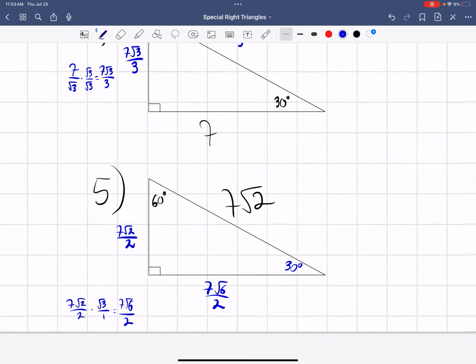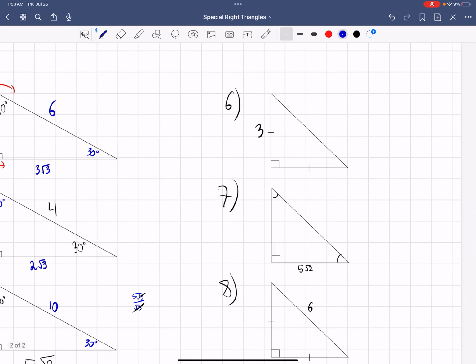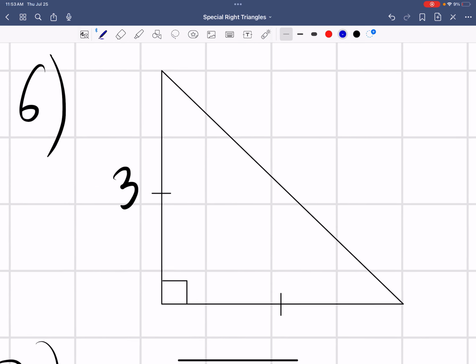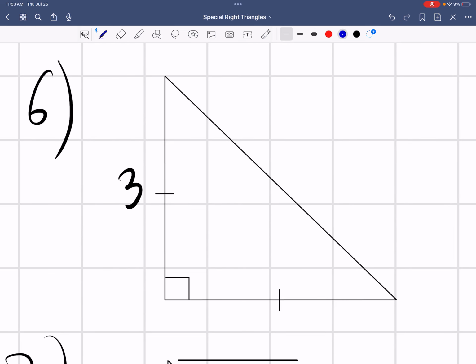Now let's look at some 45, 45, 90 triangles to get some practice with those. So again, we know that if these two sides are the same, these two angles must be the same, and so they must both be 45 degrees. So this is indeed a 45, 45, 90 triangle. And for such triangles, the two legs are congruent. So if the first is 3, the second will also be 3.